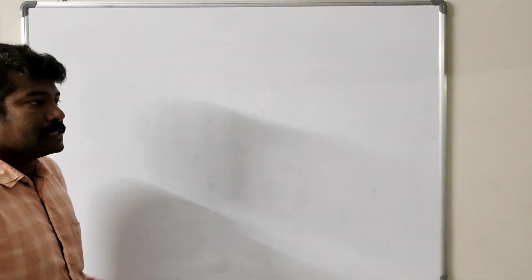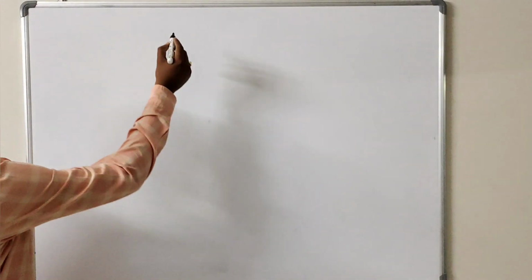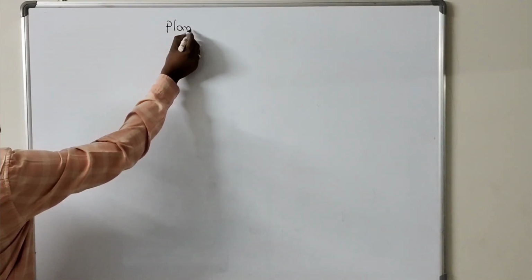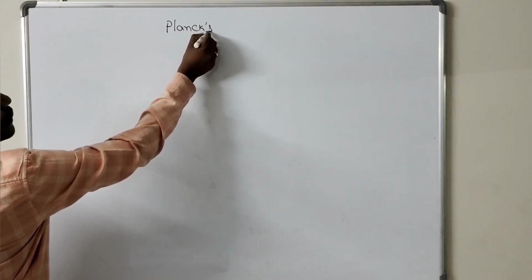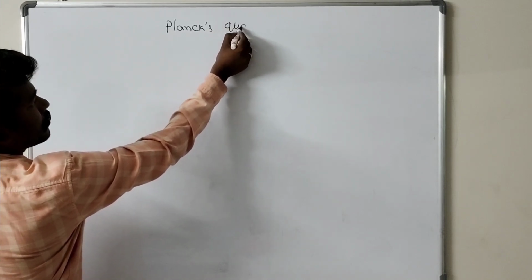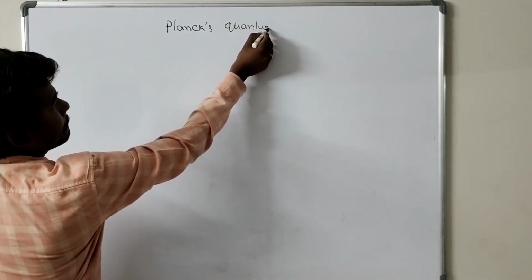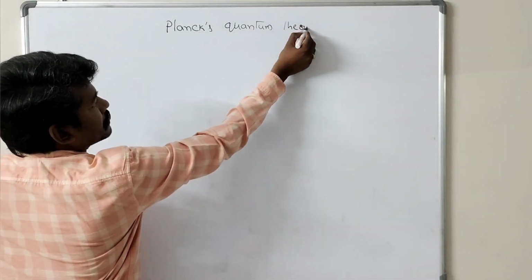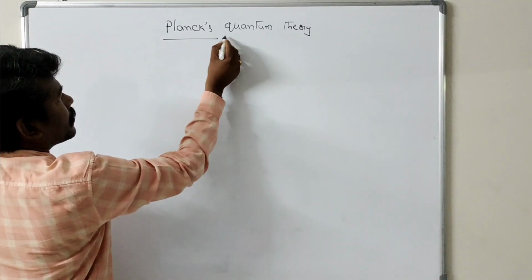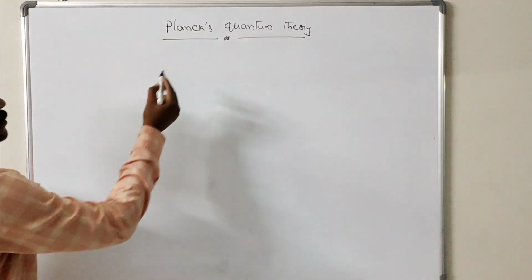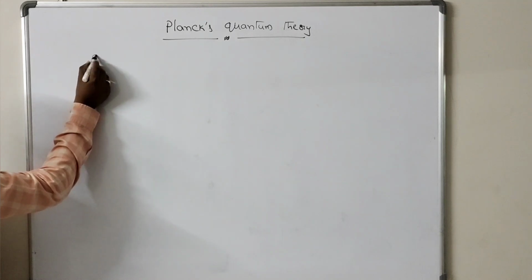Okay, next concept in atomic structure is Planck's quantum theory. So first we have to know what is a black body.